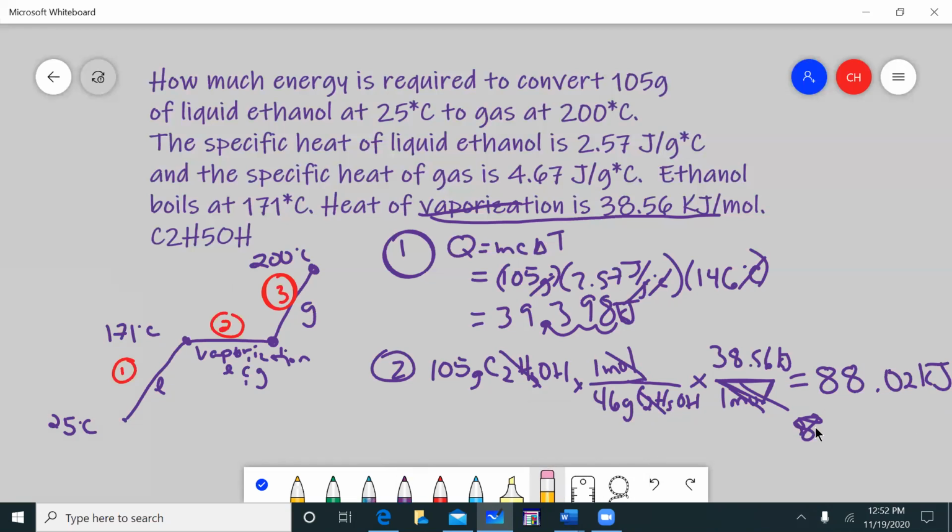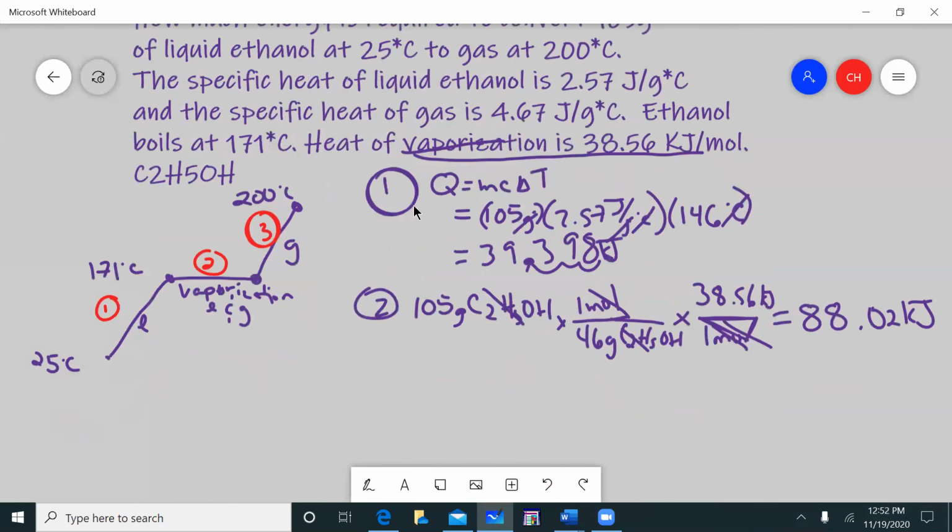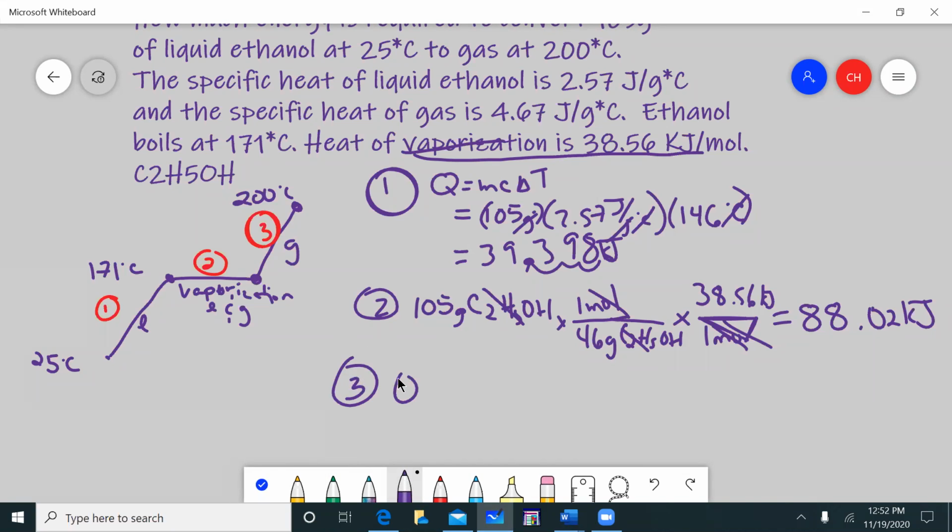And then we've got one more leg. This step raised the liquid up to the vaporization temperature. This step phase changed it. Now, once we get to the end of this, we assume that we're all gas. Now we need to take our gas up to a temperature of 200 degrees Celsius. So the third step here is similar to the first step in that we use Q equals mCΔT, but we need to change our specific heat.